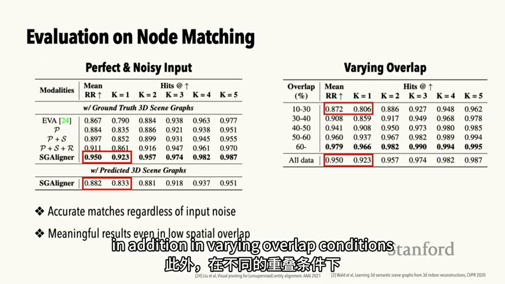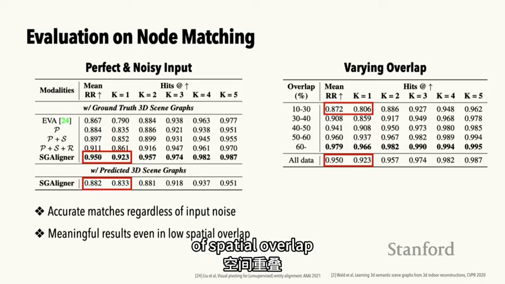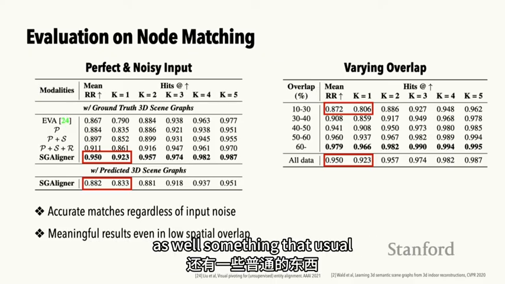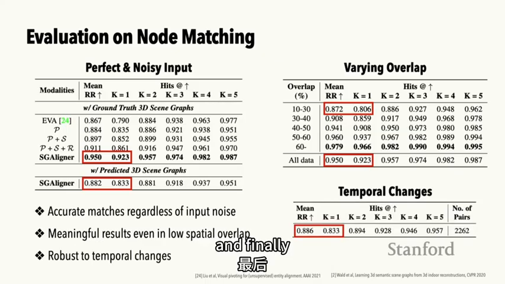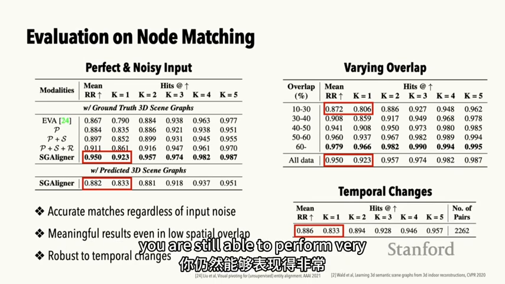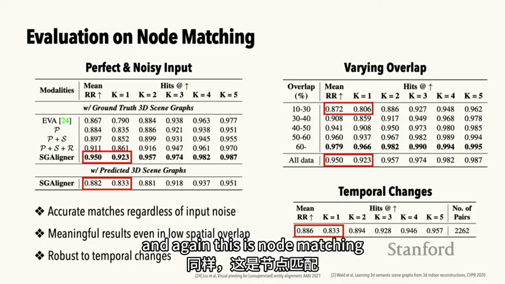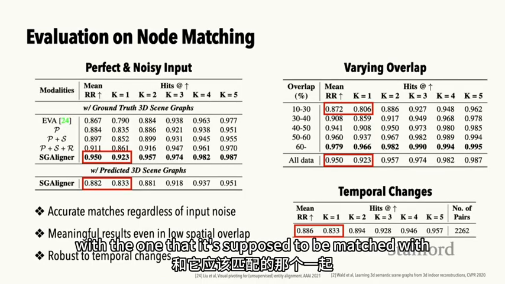In addition, in varying overlap conditions, especially in the very low overlap region of 10 to 30% of spatial overlap of point clouds, we're actually seeing that we are extremely robust as well, something that usual 3D point cloud registration methods fail to achieve. And finally, even if you have temporal changes within your scene graphs, you're still able to perform very, very well in the alignment. And again, this is node matching. Can we match two nodes together with the one that it's supposed to be matched with?